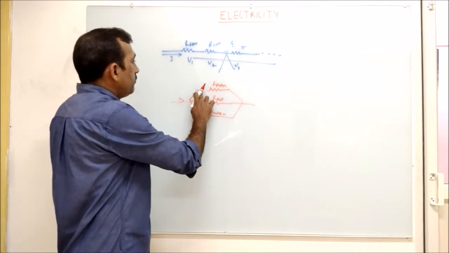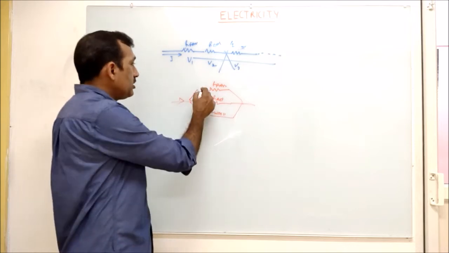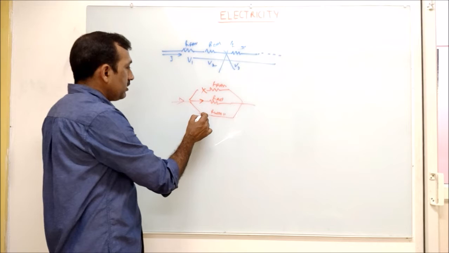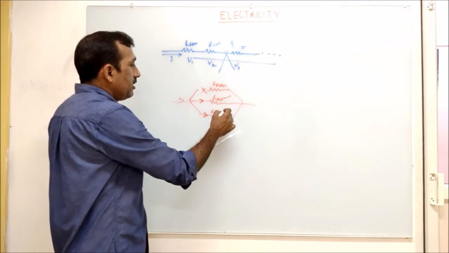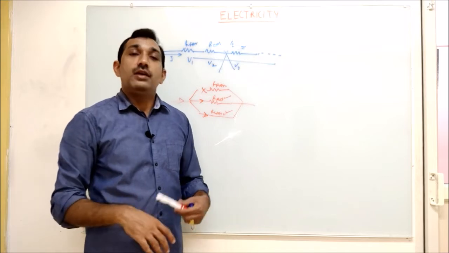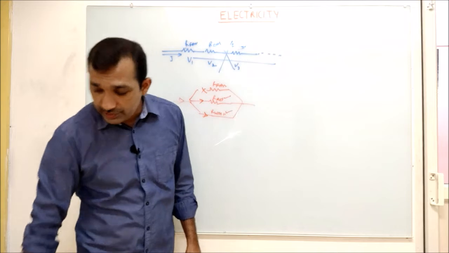Now if I switch off this fan, current is not flowing here, but it's okay, still current is flowing in the refrigerator and washing machine. That is what we want at home. If I switch off my TV, only the TV should be switched off, not the fan and refrigerator.